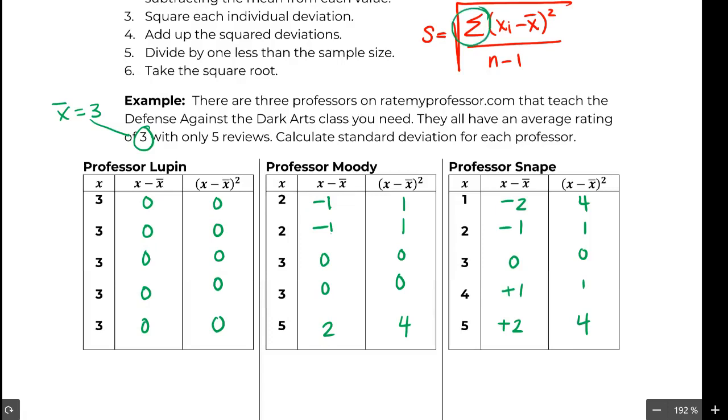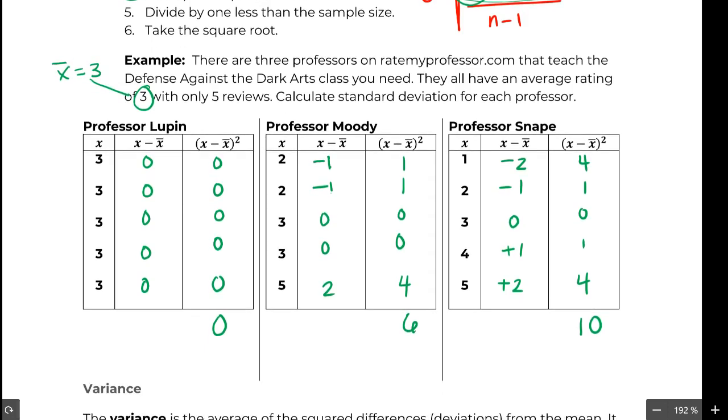The next piece is to deal with that summation, number 4, add up the squared deviations. So for Lupin, I could add all those up and we get 0. Moody, we get 6. And Snape, we get 10. All right? So what we just found is this whole top piece, right? All we need to do is divide by 1 less than our sample size and take our square root. So I'm going to do both of those in one move.